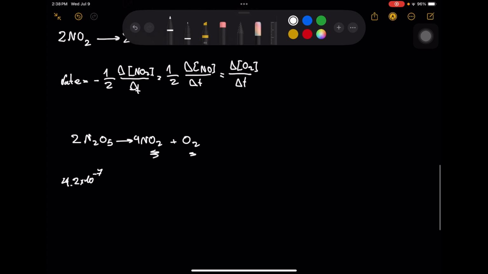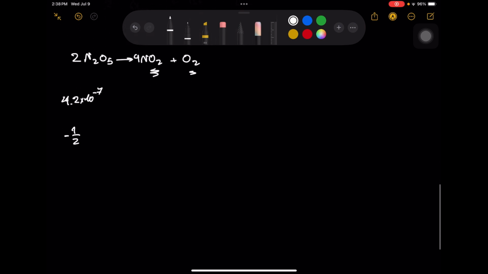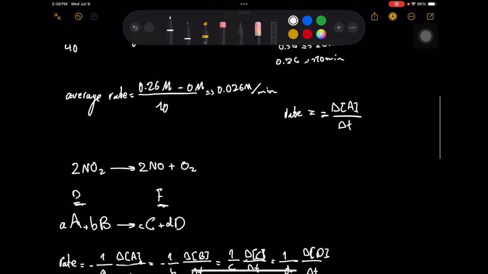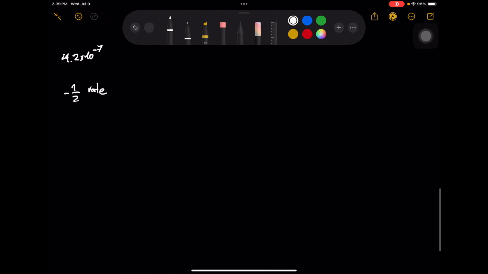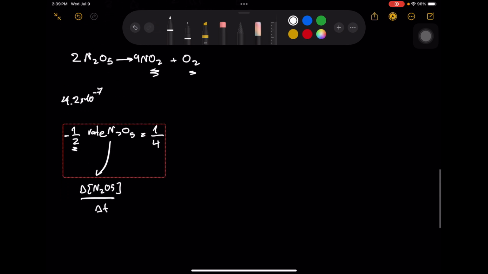As we said, the rates of them are the same. So -1/2 of, for example, rate, because that is our rate, right? This is our coefficient. So the rate of N2O5, which is delta N2O5 over delta T, equals 1/4, because our coefficient is 4, of the rate of NO2. So how do we calculate it?